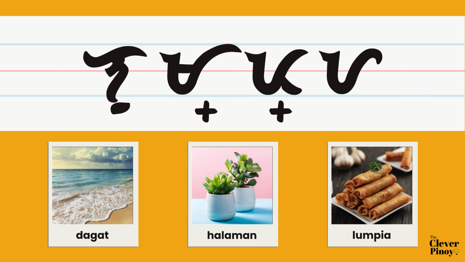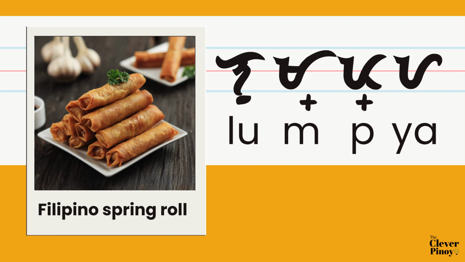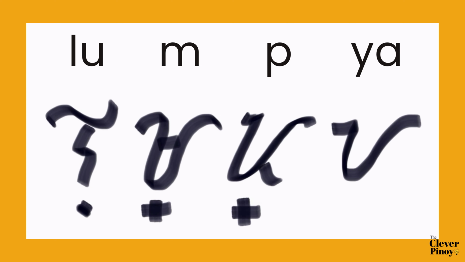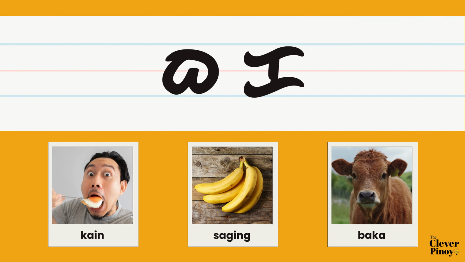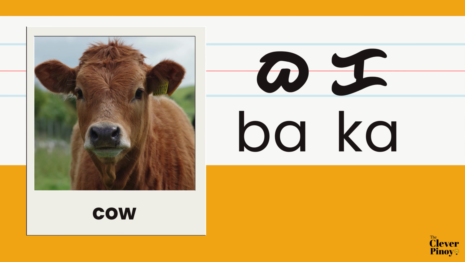How about this word? What do you think this is? Lumpia. Filipino spring roll. Yeah. Lumpia. How about this word? What do you think this is? Baka. Cow.